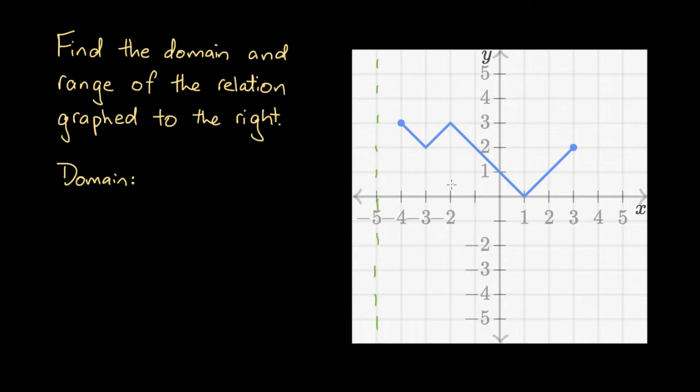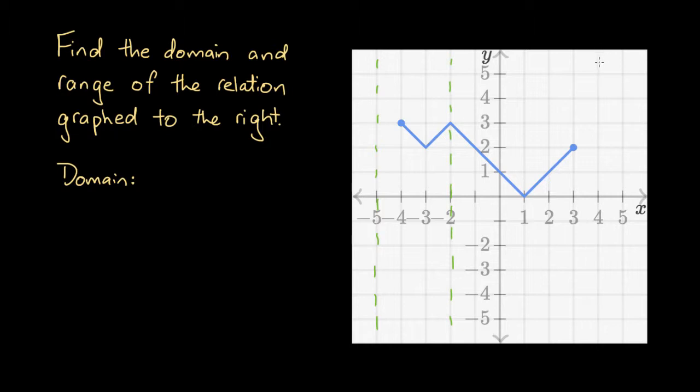Let's consider x equals minus 2. Well, if we were to draw a dotted line above and below the value x equals minus 2, we'd see that this green dotted line does intersect with this blue jagged line. If we were to input x equals minus 2 into this relation, we would get a y value of 3 as our output. Thus, we can see that x equals minus 2 is a valid input. We do get an output if we input it into the relation. Consequently, x equals minus 2 is going to be part of the domain.